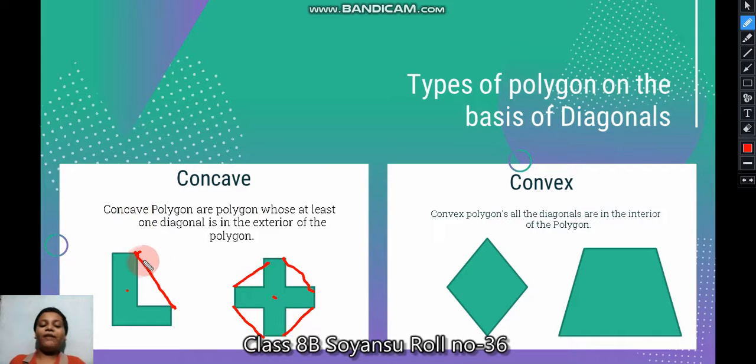So when the diagonals are outside the polygon, we call it a concave polygon, and when the diagonals are inside the polygon, like you can see here, no diagonals are outside the polygon. Here also no diagonals are outside the polygon. So these are called convex polygons. I hope you understood till here.